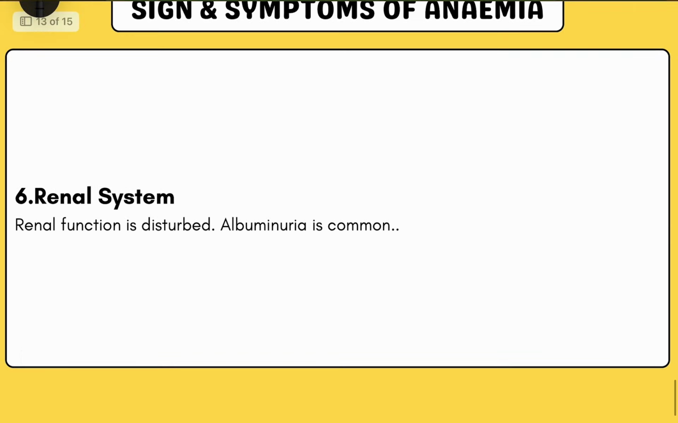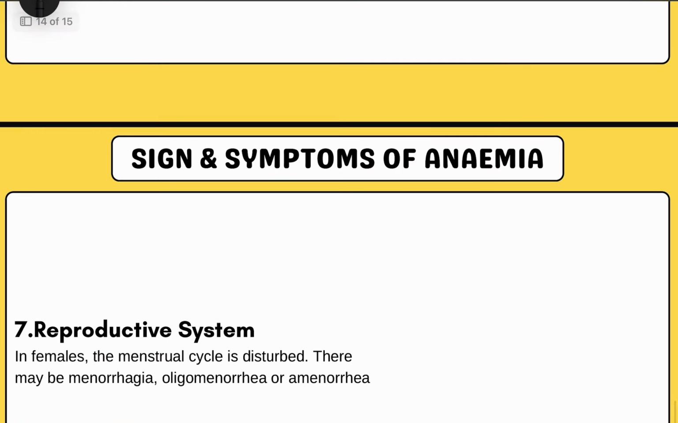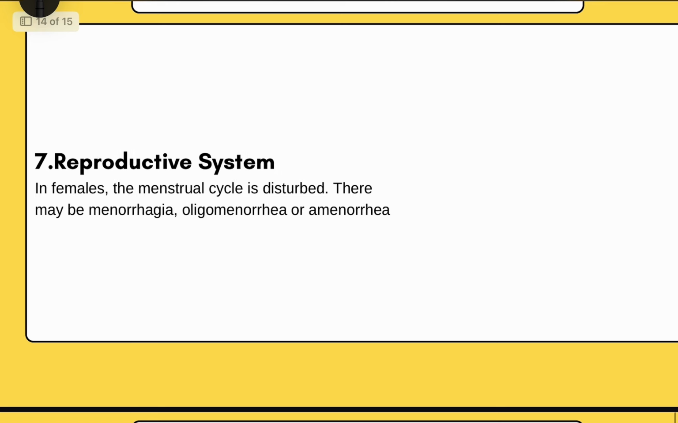Next, the renal system. Obviously the renal function will be disturbed and albuminuria is more common, that is the presence of albumin in the urine. And the reproductive system. In females, the menstrual cycle is often disturbed. It is very important, and there may be menorrhagia, oligomenorrhea or amenorrhea. That means there will be painful menstruation, irregularity in frequency of the menstruation, or there can be complete absence of the menstruation respectively.